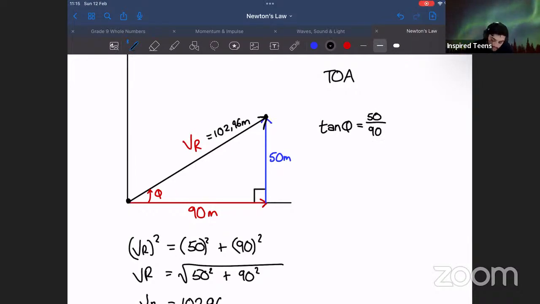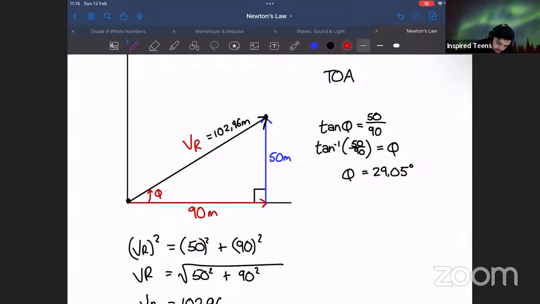Because the angle is unknown, I have to shift tan of 50 over 90 to give me theta. When I do that calculation, I can actually get the angle of inclination of the displacement. Okay, and that answer gives us 29.05 degrees. So this angle here is 29.05 degrees.